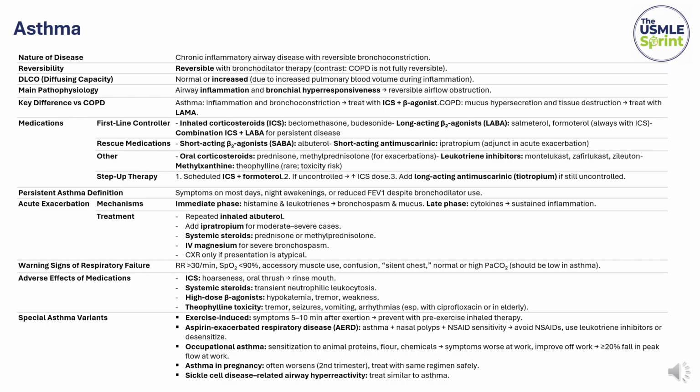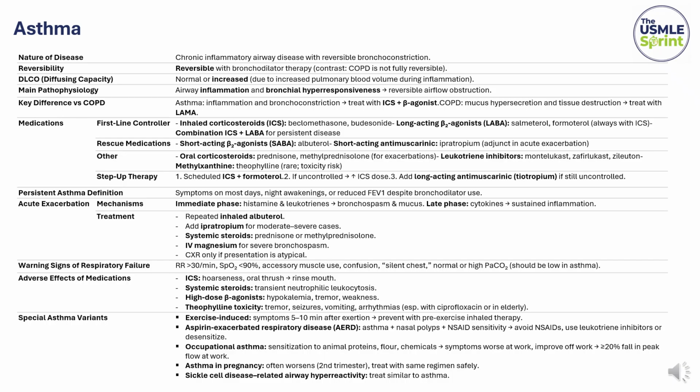Asthma has several special forms. Exercise-induced bronchoconstriction presents with wheezing and shortness of breath 5 to 10 minutes after exercise. It improves with pre-exercise inhaled therapy. Aspirin-exacerbated respiratory disease combines asthma, nasal polyps, and NSAID sensitivity. Treatment is avoidance of NSAIDs and the use of leukotriene inhibitors or desensitization if necessary.